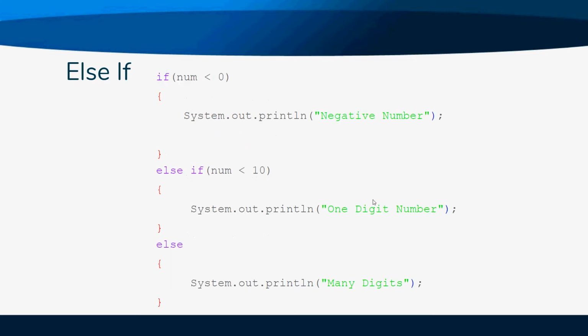I think I have an example here. There we go. This is doing if numbers, how many digits a number has. So let's suppose we have the value 5. 5 is not less than 0. It's going to skip that. 5 is less than 10, so it's going to print out one digit number. If we had something like 10 or 11 or 12, it would run the else. This says it has many digits.